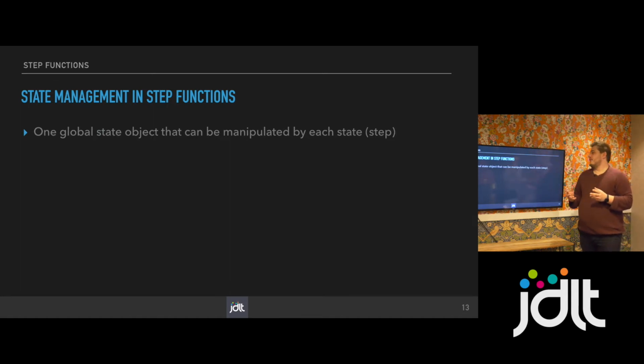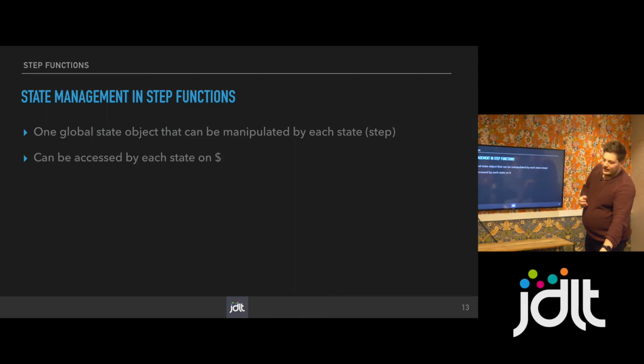Like I said, you've basically got a global state object that can be manipulated by each state or step. Again, kind of similar, I think, as a little bridge for thinking if you've used React Context, it's quite similar to that. You can access this global state on basically $, when you're passing things in the definition, as we'll see later. You access global state by $. It's basically just the name of the state variable.